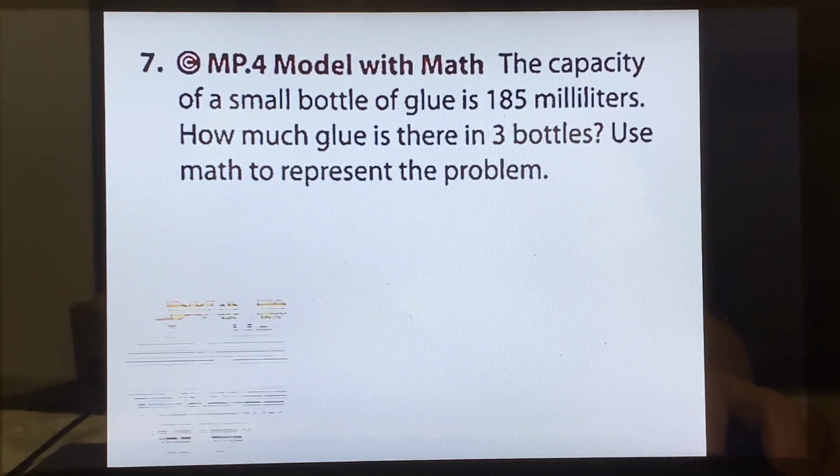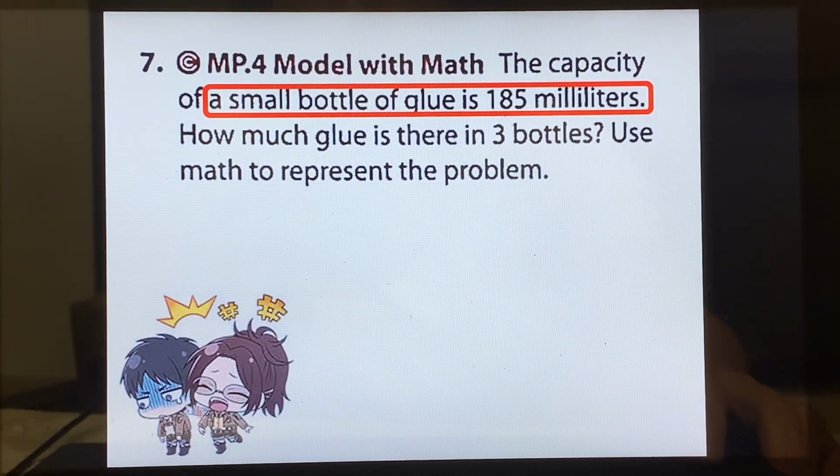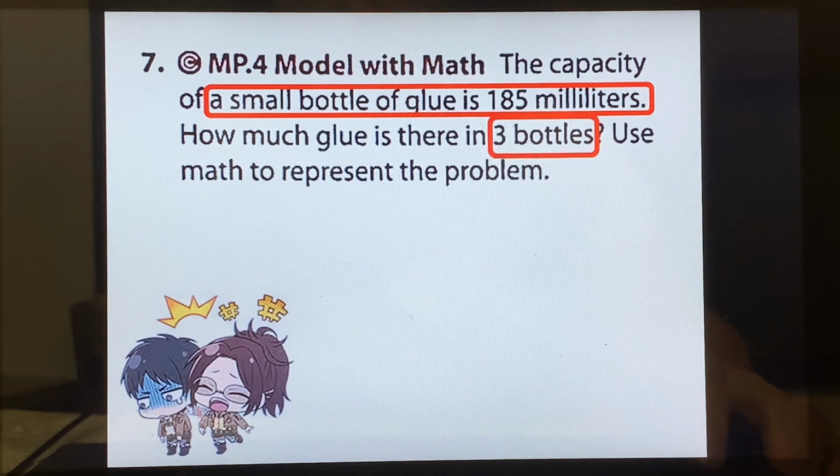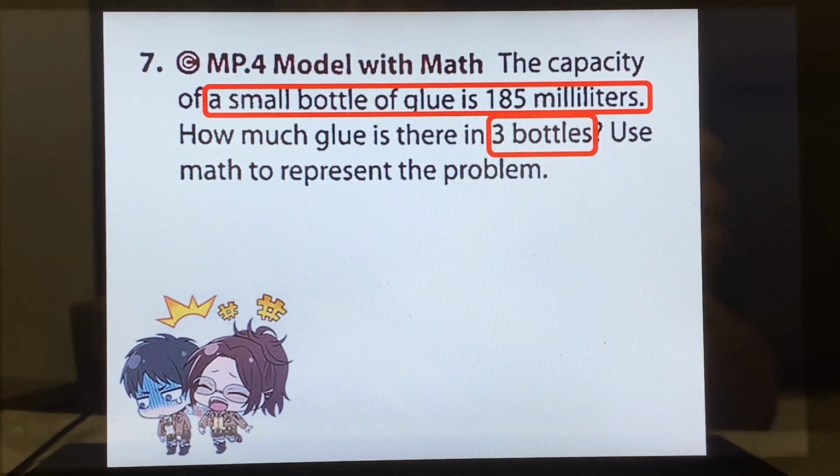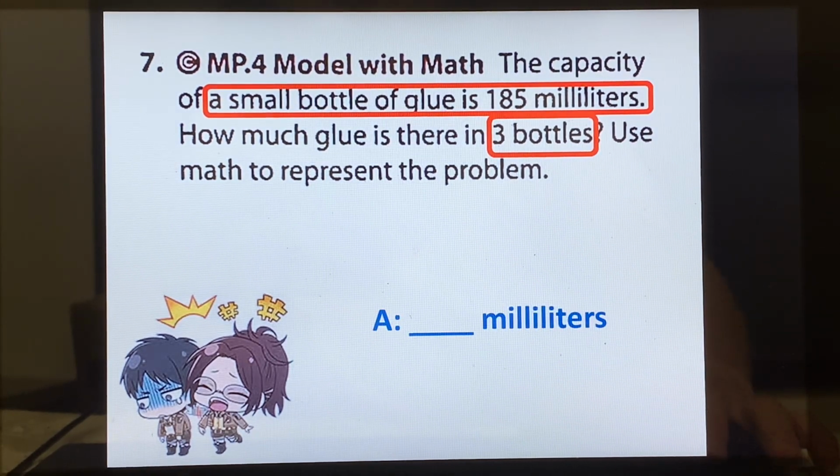7. The capacity of a small bottle of glue is 185 milliliters. How much glue is there in 3 bottles? If one small bottle of glue has a capacity of 185 milliliters, what about 3 bottles? Write the right answer.